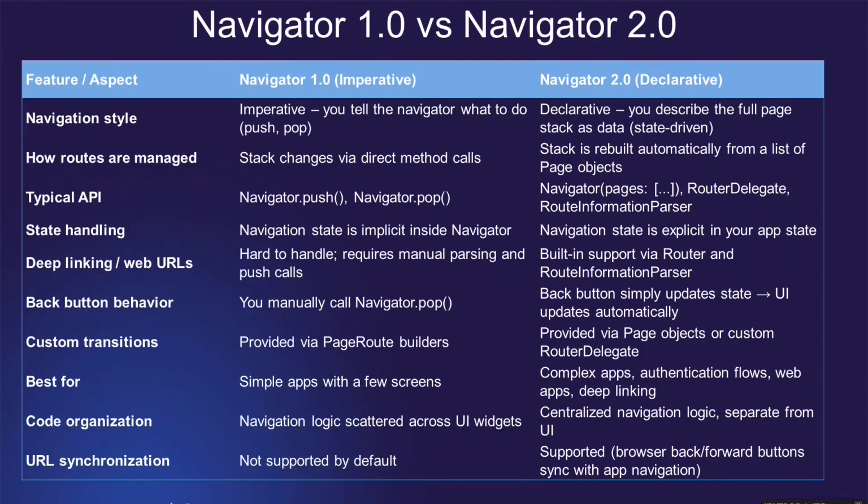So these are the differences between Navigator 1.0, which is imperative, and Navigator 2.0, which is declarative. And we can see that Navigator 2.0 is far better than Navigator 1.0, since it is declarative, in which you describe the full page stack as data, and it is state driven. The stack is rebuilt automatically from a list of page objects. So clearly Navigator 2.0 is the best choice for large and complex apps.